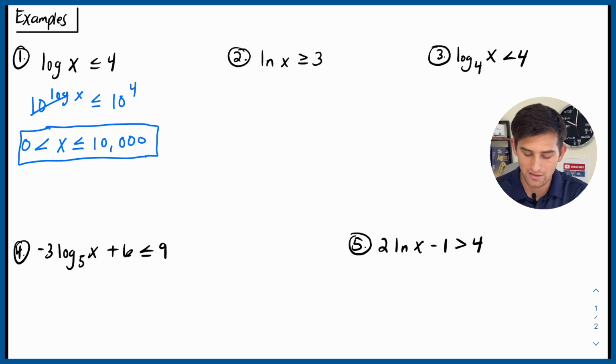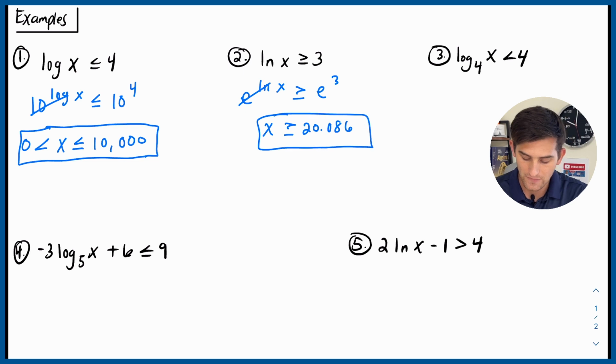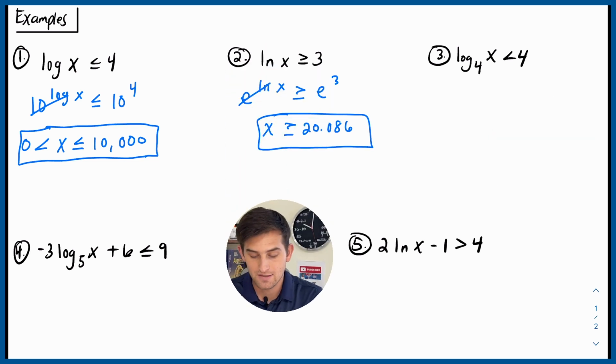All right, number 2, we have ln of x is greater than or equal to 3. I can exponentiate both sides by giving both sides a base of e, because that's going to cancel out my ln. So now we have x is greater than or equal to e to the 3rd power. We can do that in our calculator, e cubed, and that's approximately 20.086.